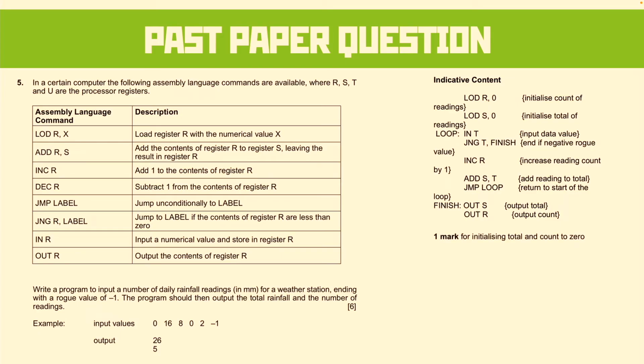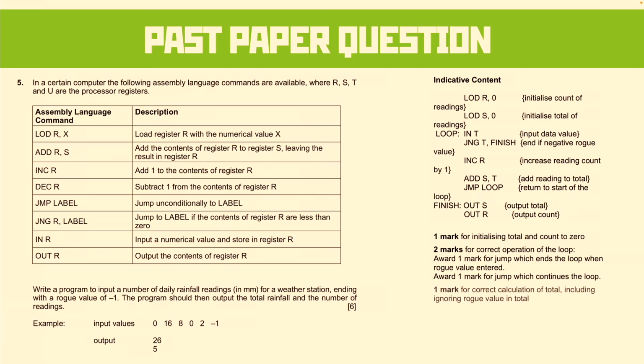There's a mark for initializing, 2 marks for the loop working correctly, and a mark for the correct calculation of total. There's also a mark for correctly calculating the count, and there's a mark for the input of readings and output of total. So even if you can't get this, you could do the initialization, the inputs, and the outputs, and you'd get 3 marks.